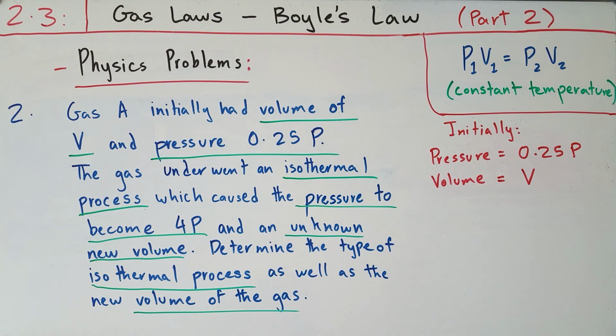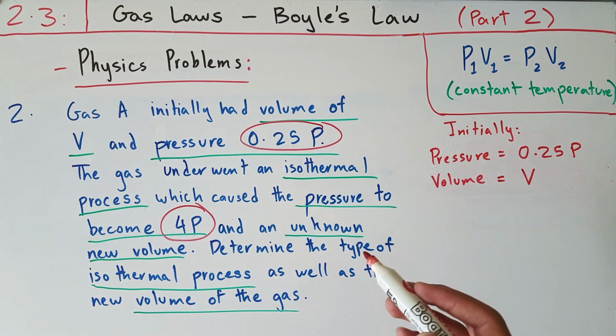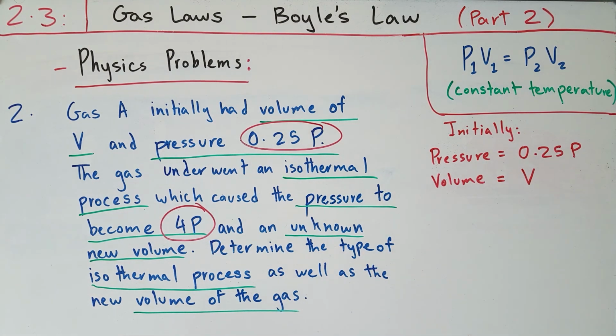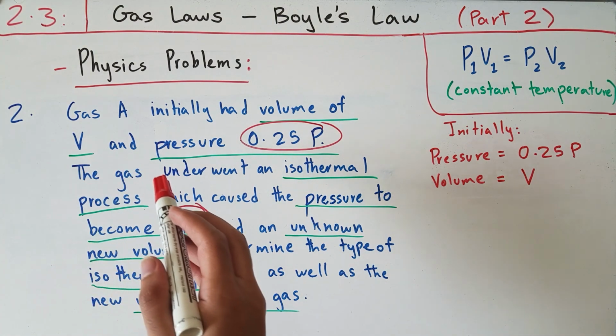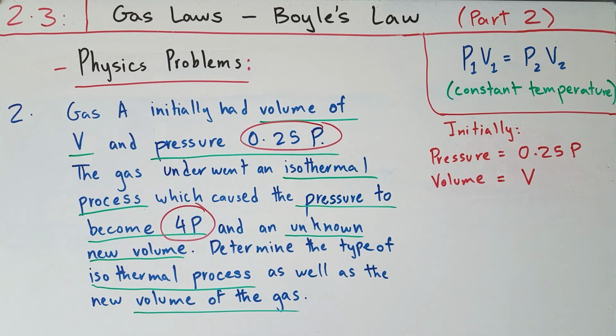Note that we're given that the pressure of the gas originally is 0.25 P. And after the isothermal process, the pressure of the gas becomes 4 P. Now 4 P is 16 times as big as 0.25 P. So if you multiply 16 by 0.25 P, that will be your scalar factor that will give you your new pressure of 4 P. So we can see that the pressure of the gas is increasing, and therefore the volume of the gas must be lower than V, which was before the compression or the expansion occurred, which we're about to find out.